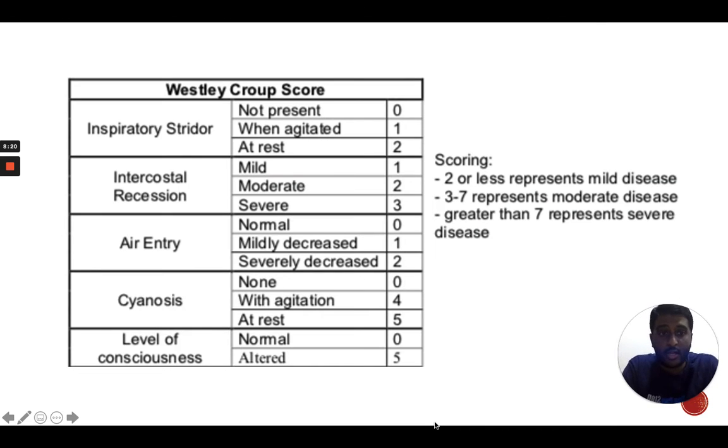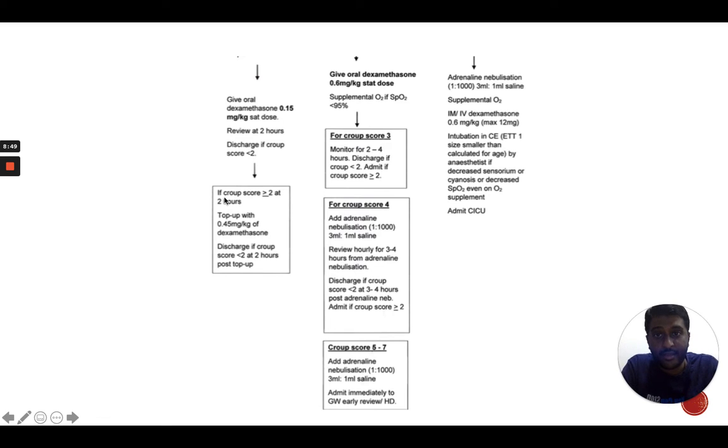All right. So to assess the severity of croup, there's a scoring system which can help you, which is called Westley Croup score. You don't actually need to remember all the components or all the scoring, but whenever you see a patient with croup, it is better to score the patient to guide the treatment and disposition. Okay. So this here is mild croup, and this is moderate, and this is severe. You can see the dexamethasone dosage is different in mild and moderate patients, and adrenaline only comes in when the score is 4 or more. Okay.